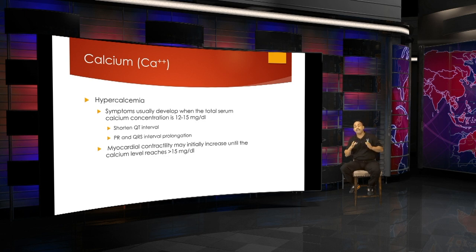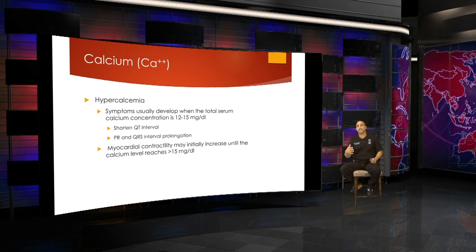So we know if we don't have a lot of calcium, I'm hypocalcemic, I'm going to have a prolonged QT interval. If I'm hypercalcemic, I'm going to have a very shortened QT interval, all right? What that's going to affect is myocardial contractility, and when you start exceeding those levels of 15 milligrams per deciliter, it's going to cause some major problems with the contractility.